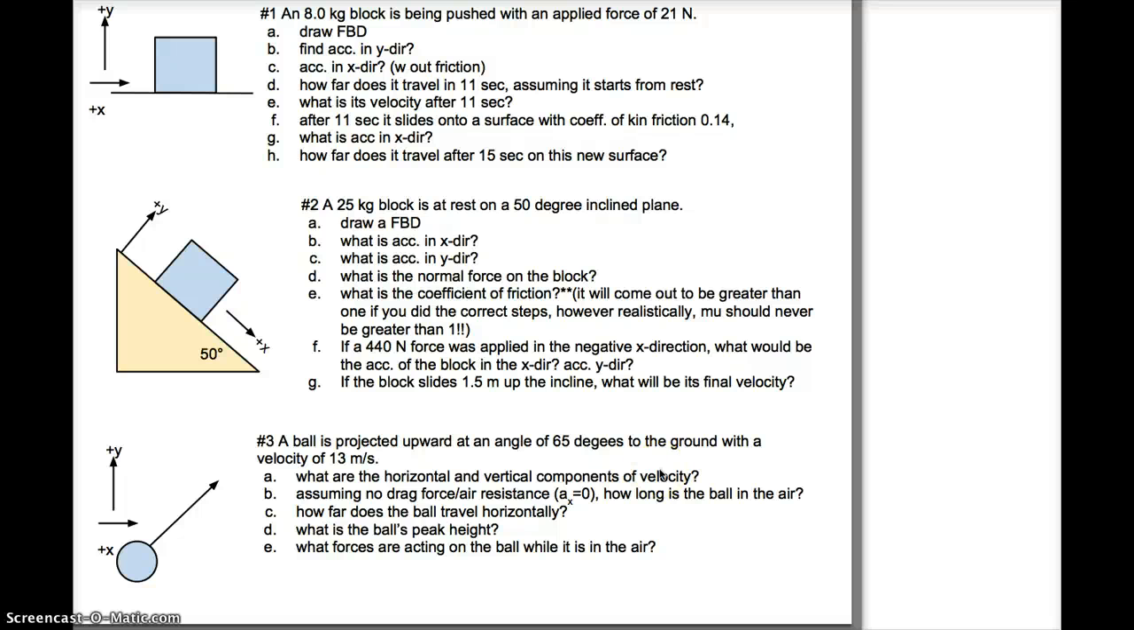Hi there. In this video, we'll be going over number 2 of the review problems provided to AP Physics for their semester 1 final review. Number 2 is an inclined plane problem where you are given the coordinate system just like number 1, and you're given a 25 kilogram block sitting at rest on a 50-degree inclined plane, and this 50-degree angle is right here. Part A asks to draw the free body diagram.